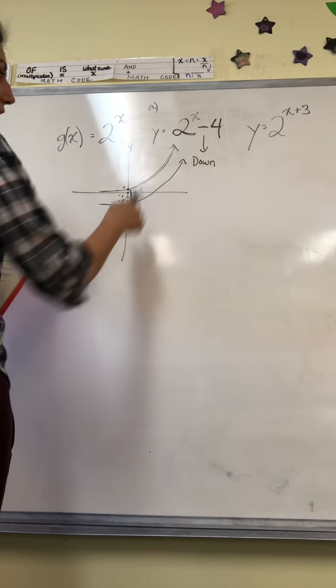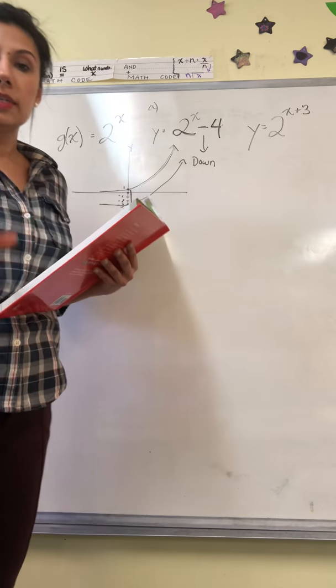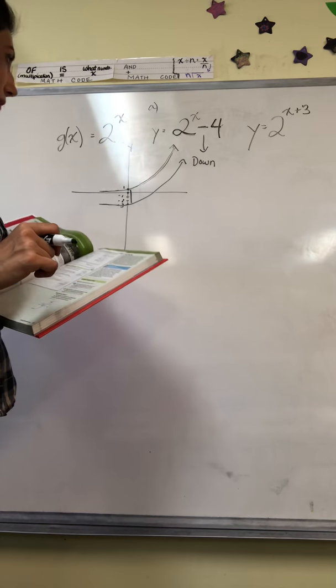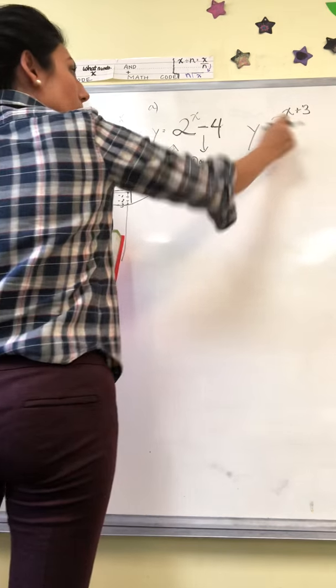All right, this right here is a translation. This is really all this is about. It's not too complicated, okay? Let's look at another example. Let's look at this one.